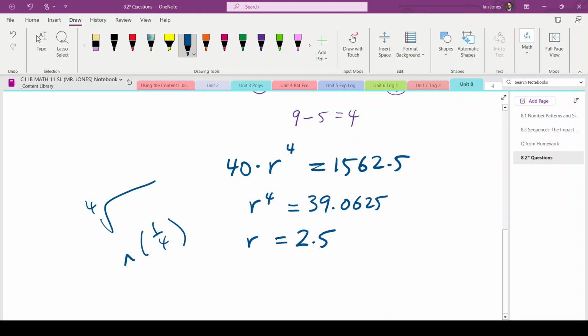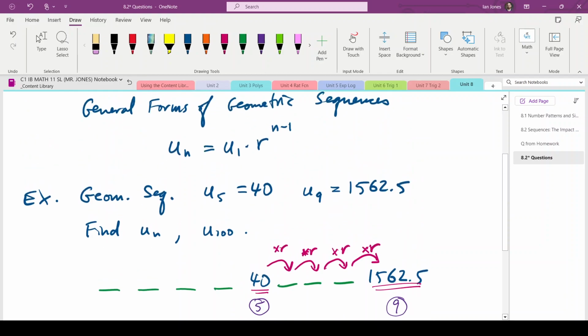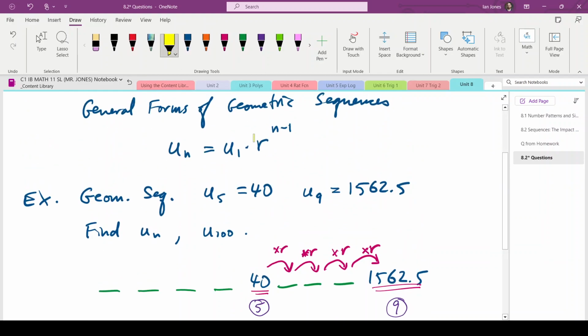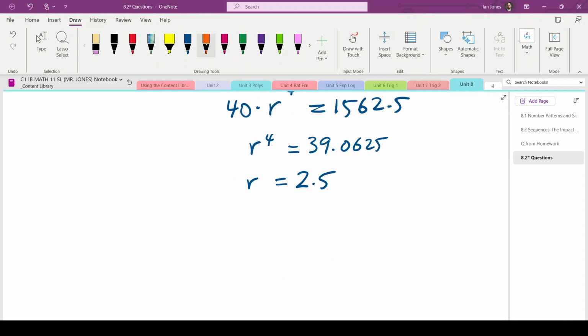Okay, so this is really good. We've got r. Now the next thing you need to do is say, all right, I've got r right here, but I still don't know the first term. So we've got to do some additional work to get the first term. So far my equation looks like this: un equals u1 times 2.5 to the n minus 1, but I still have two unknowns there.